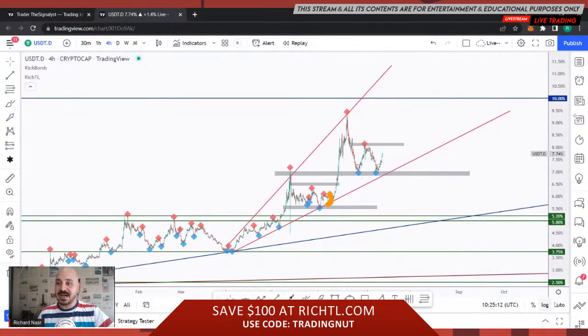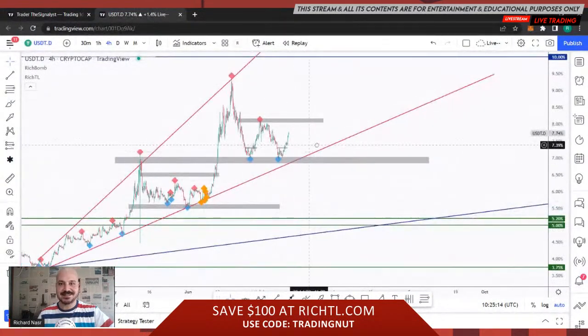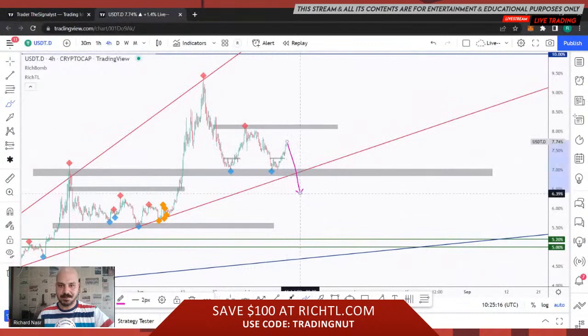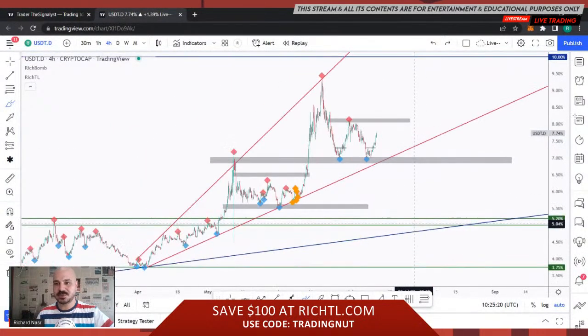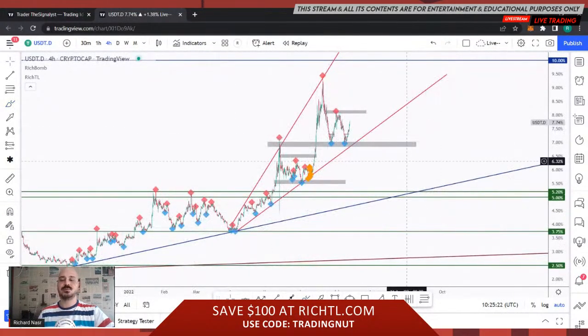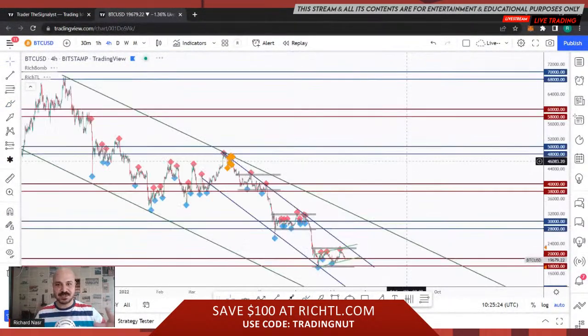Of course, unless we break below this, then we can expect a movement downward to the lower band, which is the 5% lower blue trend line and so on. The exact opposite for Bitcoin.